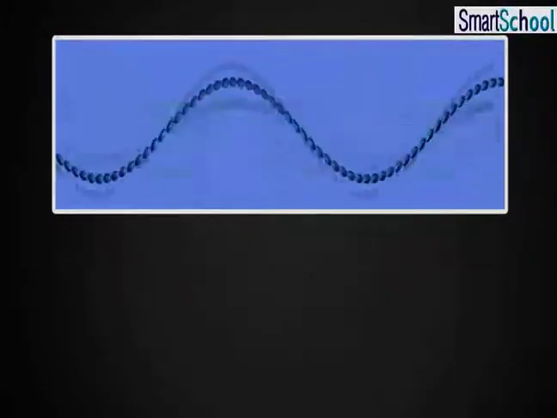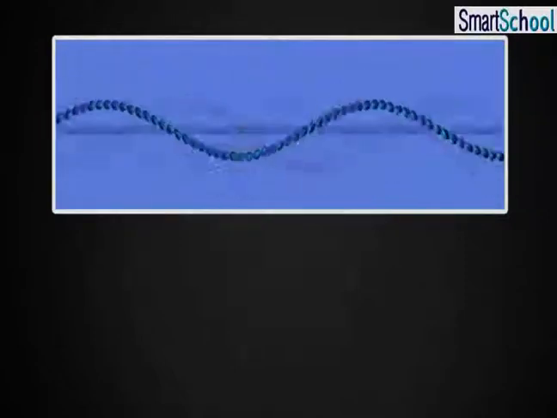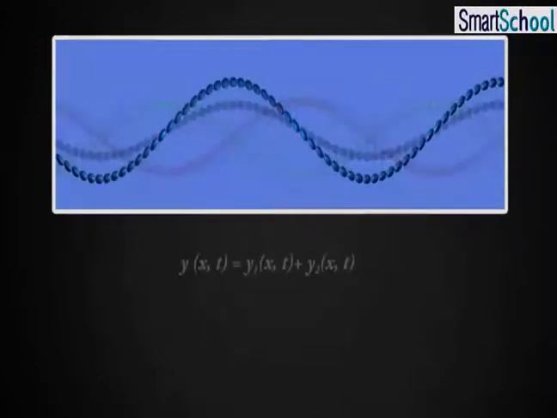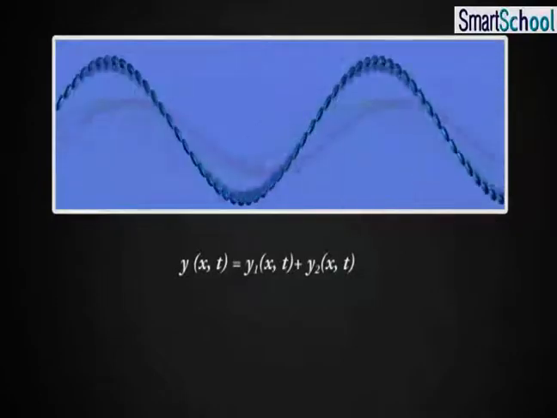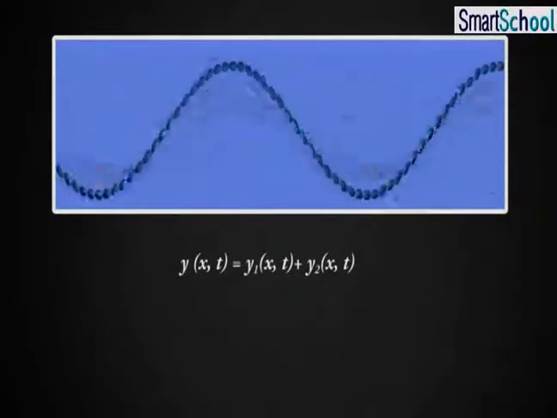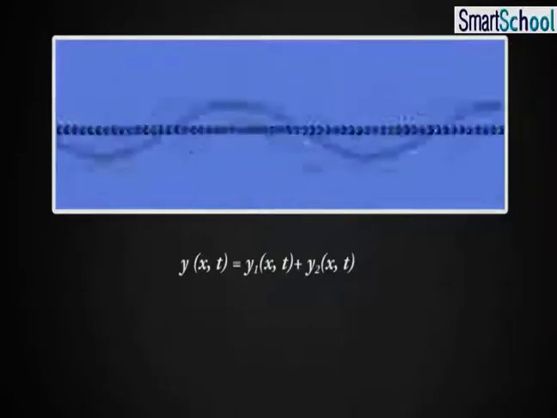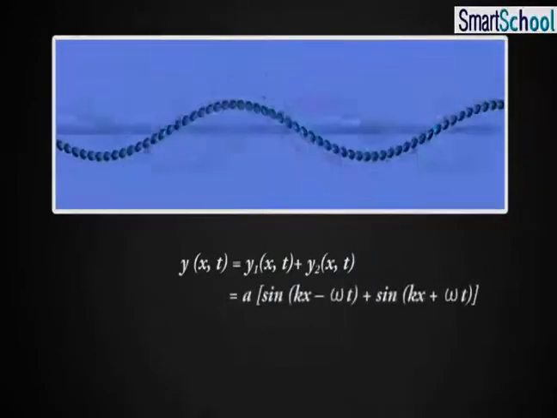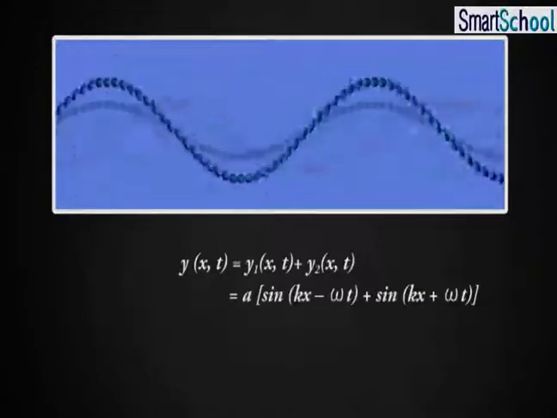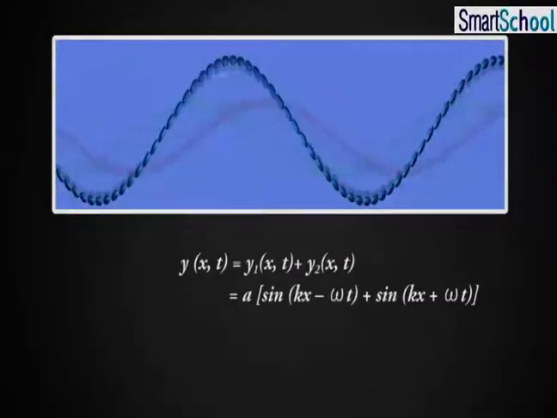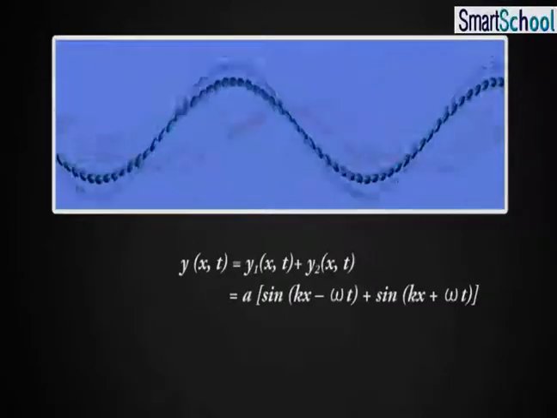The resultant wave on the string is, according to the principle of superposition, y(x,t) = y1(x,t) + y2(x,t) = a [sin(kx - ωt) + sin(kx + ωt)].